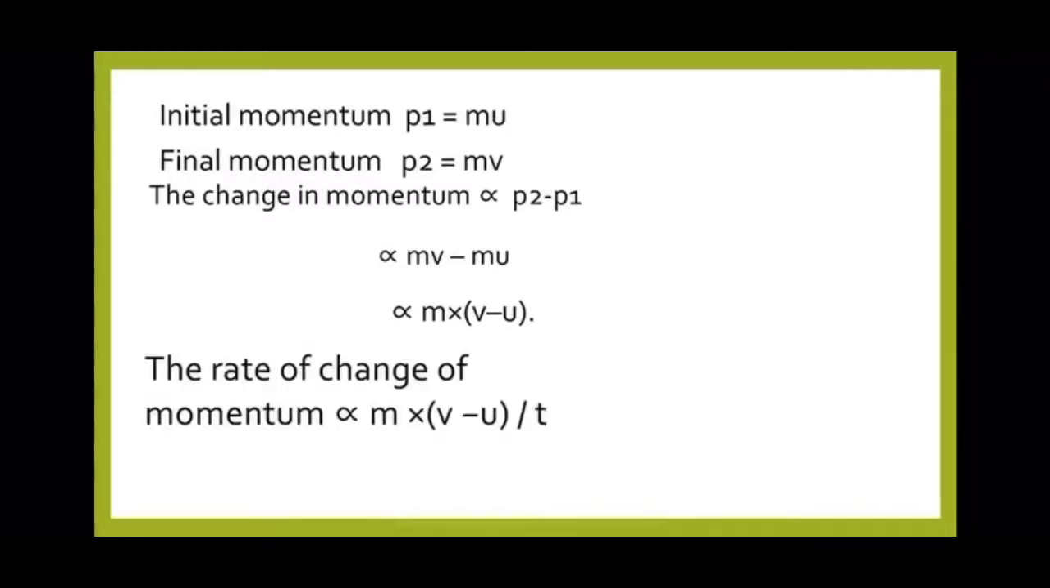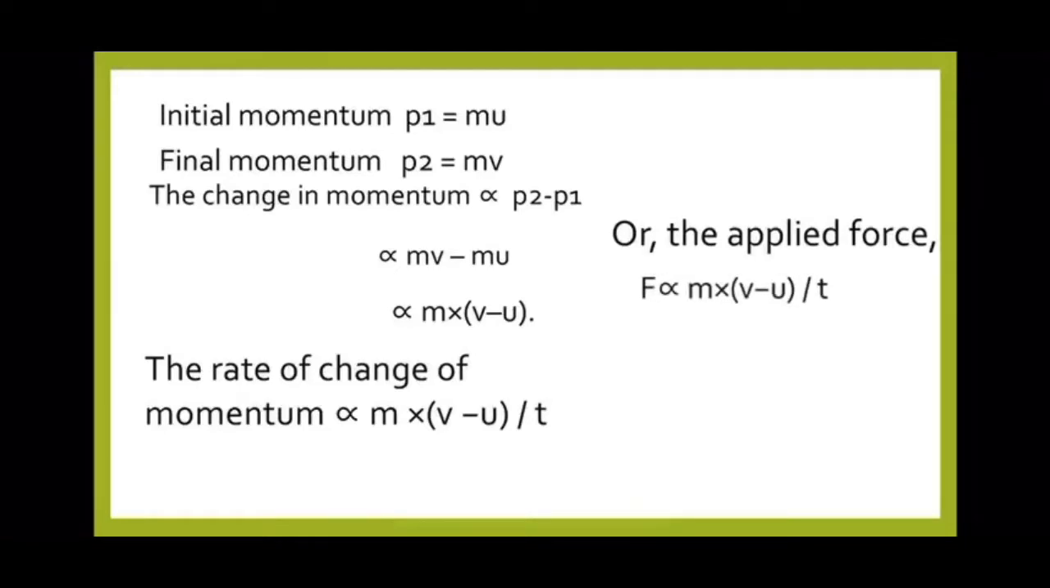Now, the rate of change of momentum is proportional to... in order to find the rate of change, we need to divide it by the time t. So, we can write it as m into (v minus u) divided by t. This rate of change of momentum is the applied force. So, the applied force F is proportional to m into (v minus u) divided by t. Now, we change the proportionality by a proportionality constant k. So, we can write F is equal to k m into (v minus u) divided by t.